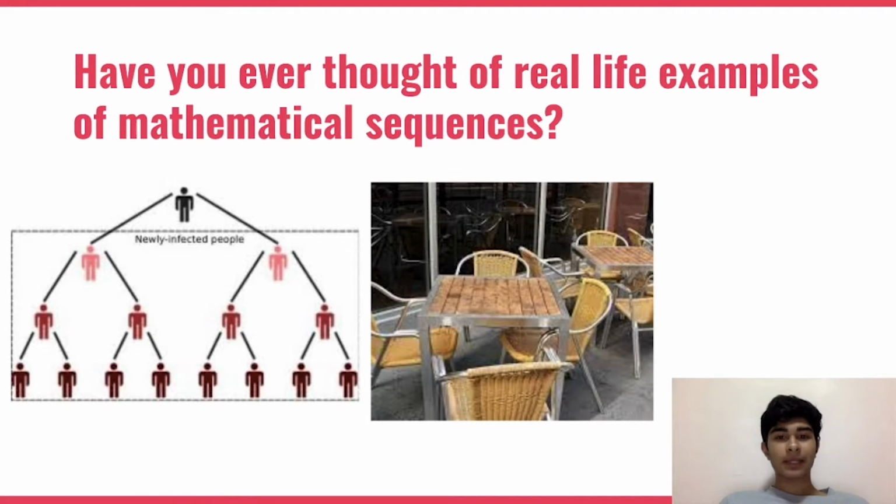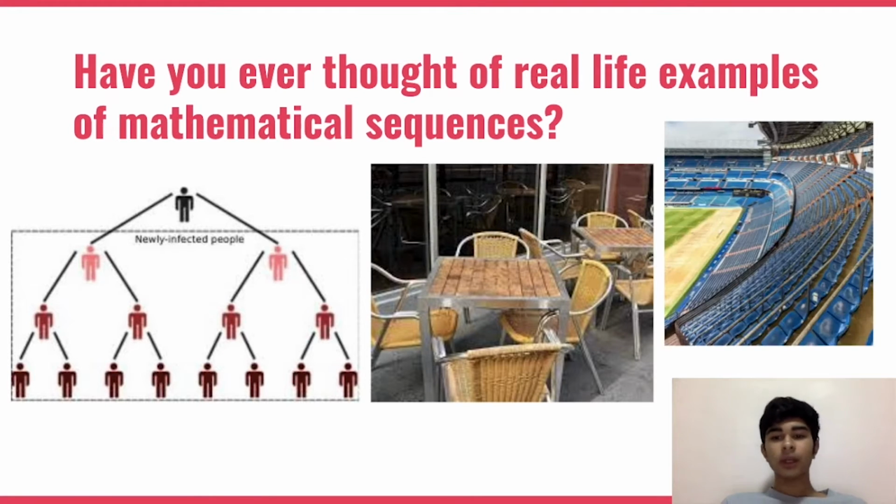Another example is with tables and chairs. If you have a square-shaped table and 4 chairs around it, how many chairs can you fit around 2 joined tables? What about 3 joined tables? This is an example of an arithmetic progression, where adding more tables increases the number of chairs by a certain amount.